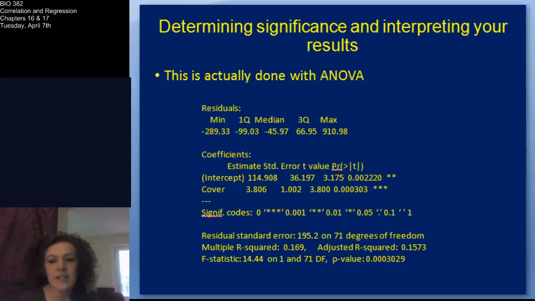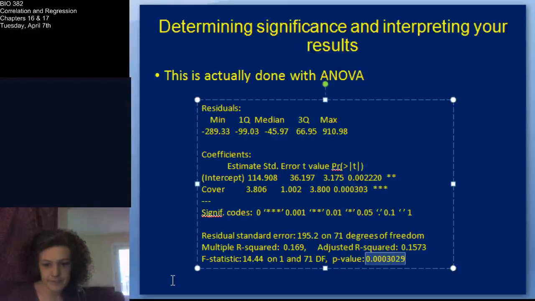So determining significance and interpreting results. I'm going to go through this in R on Tuesday, but just to introduce you to it, what you're going to be interested in is really at the bottom. You're going to be looking at your R squared, and I'll talk about multiple and adjusted R squareds on Tuesday, but you also have your p-value, right?